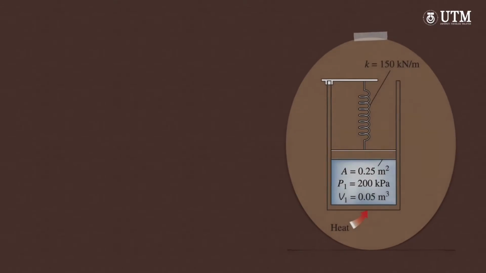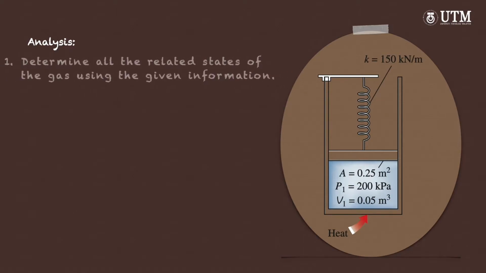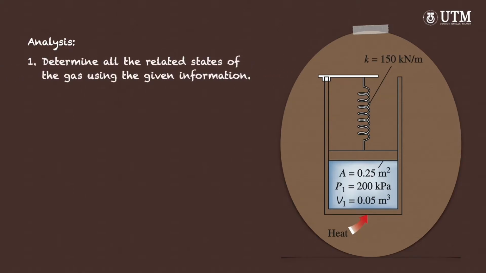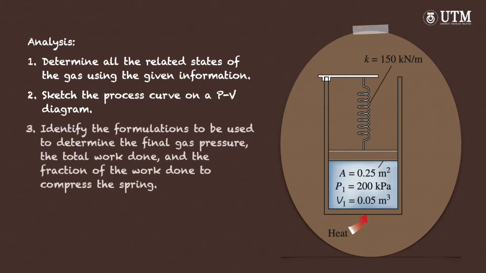Three systematic steps can be used to determine the absolute final gas pressure, the total work done, and the fraction of the work done to compress the spring. First, we must determine all the related states of air using the given information. Second, we sketch the process curve on a PV diagram. And last but not least, establish the equations to be used to determine all the above.